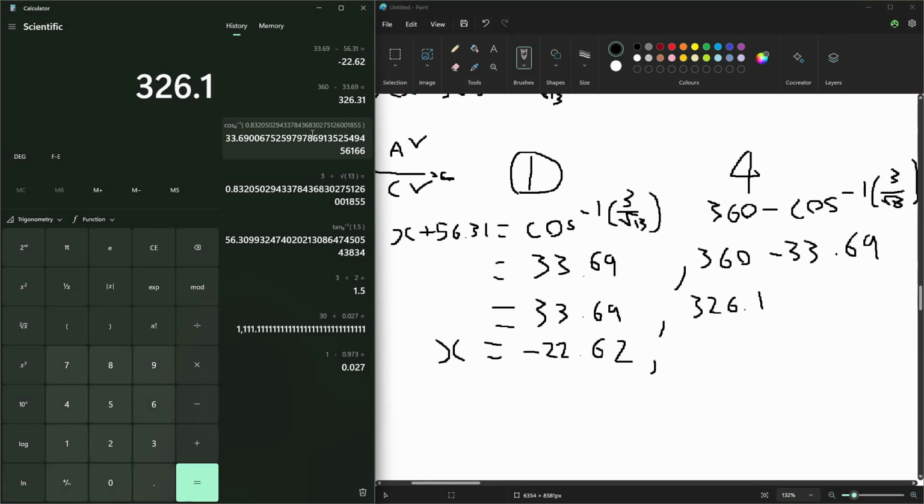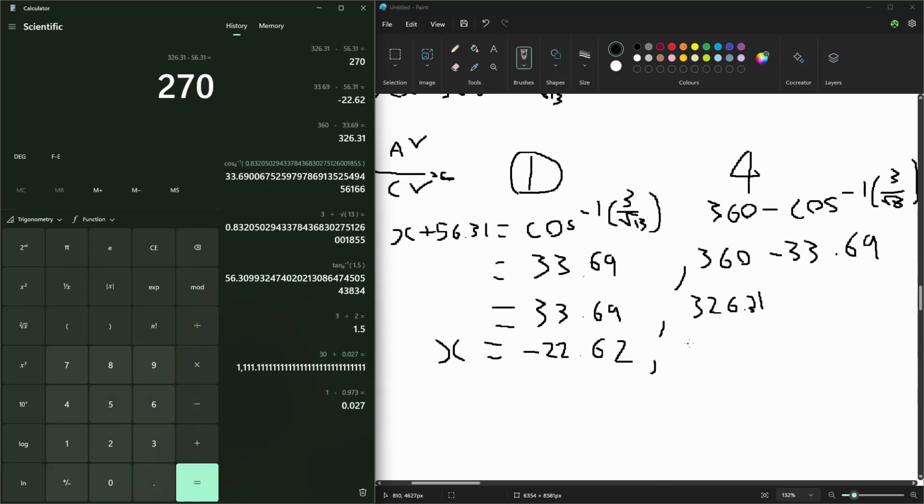326.31. No, it's 326.31, isn't it? Sorry. I'll fix that. Minus 56.31. We get 270, which is a nice, good number.